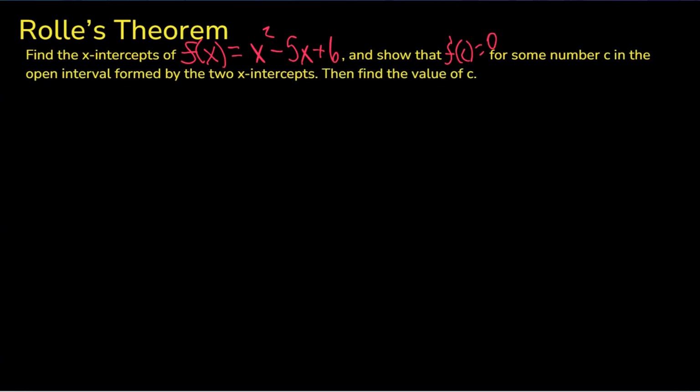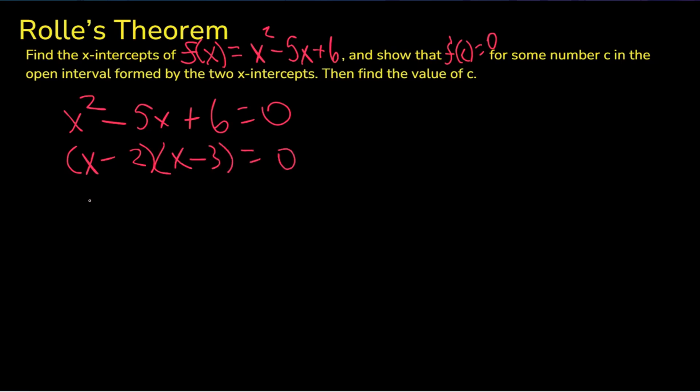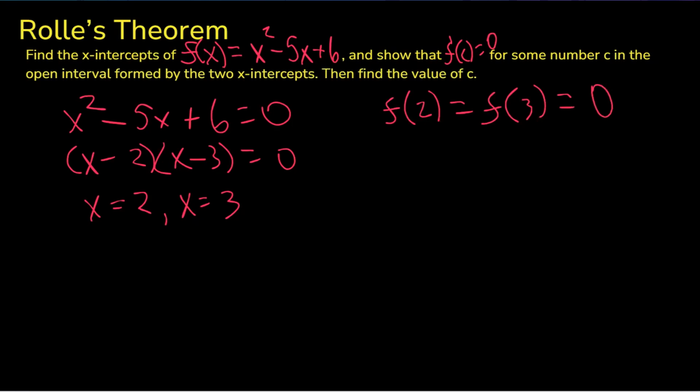So here's another example. We want to find the x-intercepts of x squared minus 5x plus 6 and show that f prime of c equals 0 for some number c in the open interval formed by the two x-intercepts. Then we want to find the value of c. So the x-intercepts are when x squared minus 5x plus 6 equals 0. We can factor this to x minus 2 times x minus 3, and we would get x equals 2 and x equals 3. So we know that f of 2 equals f of 3, which equals 0, and those are the x-intercepts.